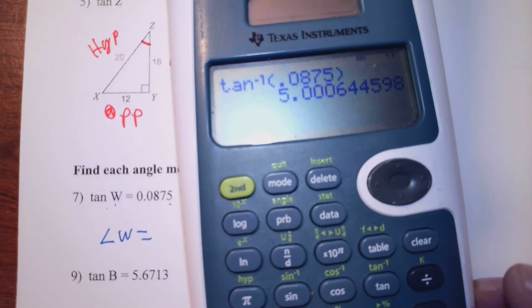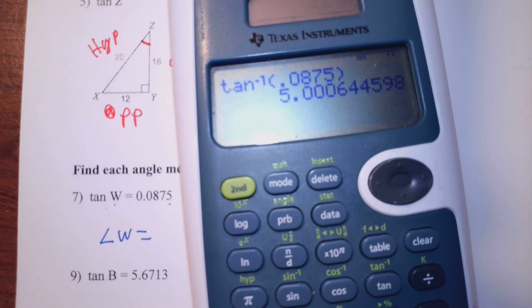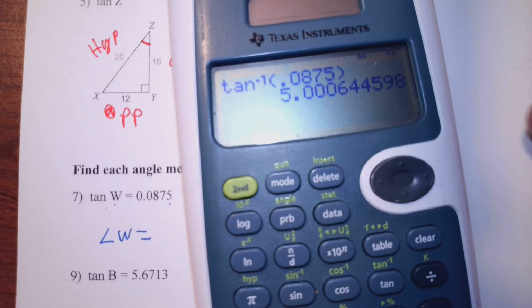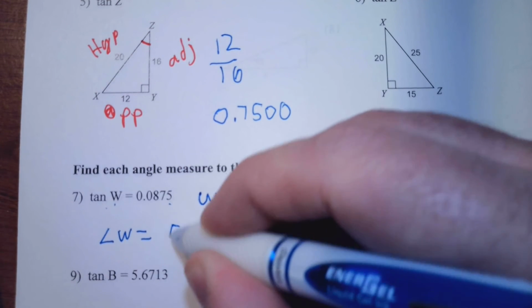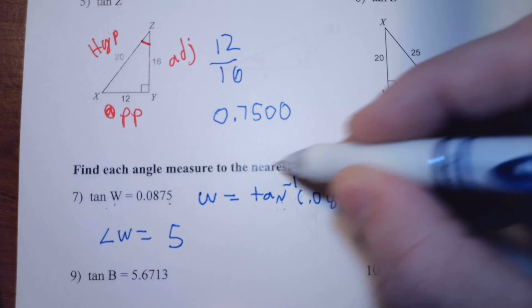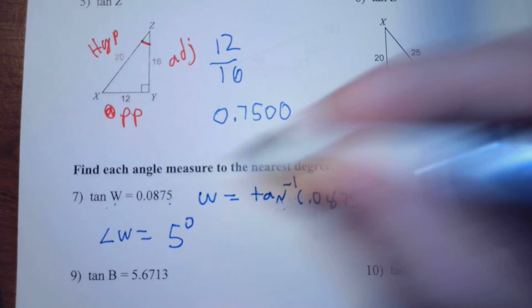And I'm going to get, okay, so that is going to be 5. So that'd be 5 degrees. Find the angle measurement. It is 5 degrees, and I think it's usually to the nearest degree. So I'm going to round to 5 degrees.